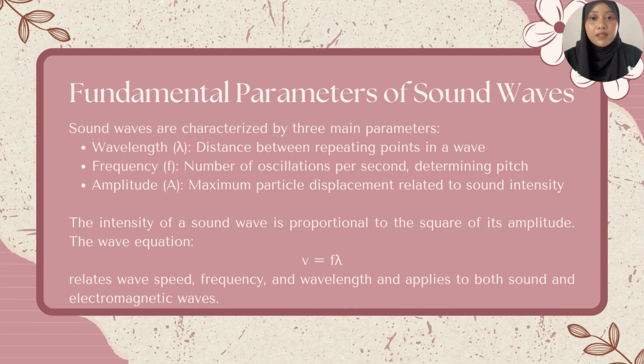Next, fundamental parameters of sound waves. Sound waves are characterized by three fundamental parameters, which are wavelength, frequency, and amplitude. Wavelength is the distance between repeating points in a wave and is measured in meters. Frequency refers to the number of oscillations per second and determines the pitch of sound, while amplitude represents the maximum displacement of particles and is related to sound intensity and loudness. These parameters are related through the wave equation v = λf, which is fundamental to wave mechanics.